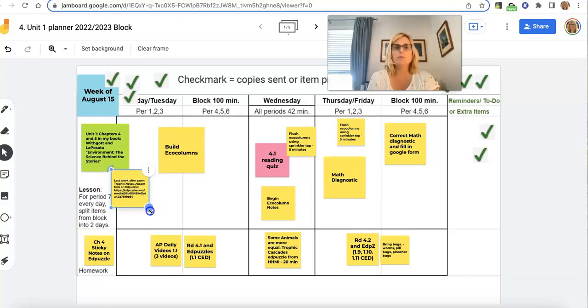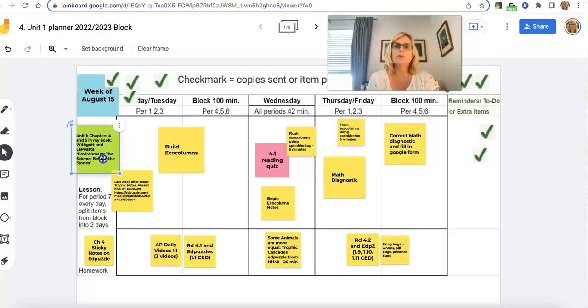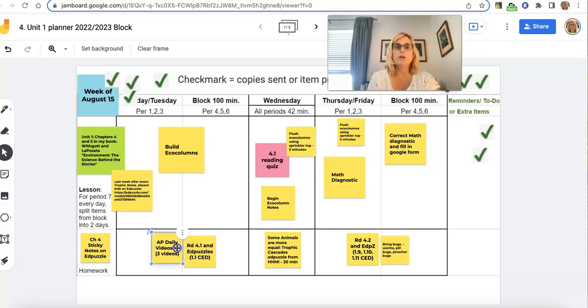I put these notes to try to help you all. Teachers are on my Jamboards a lot looking to see what I'm doing. So when they get to Unit 4, they want to see, oh, what is Mrs. Schertz doing for Unit 4? And so I put notes here for you guys too. I gave myself a reminder here that over homework, they were to do the Chapter 4 sticky notes.